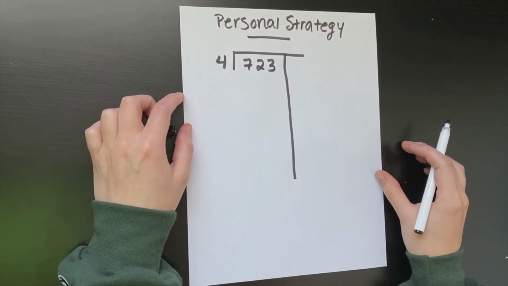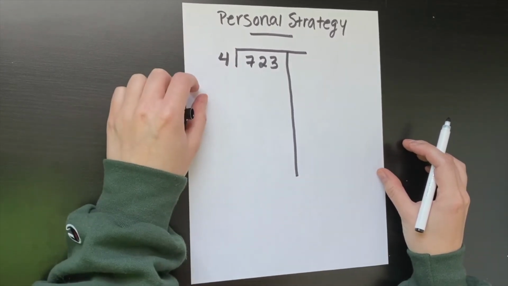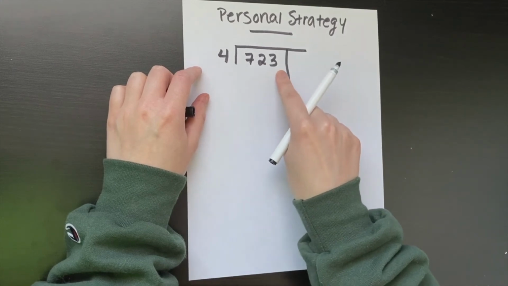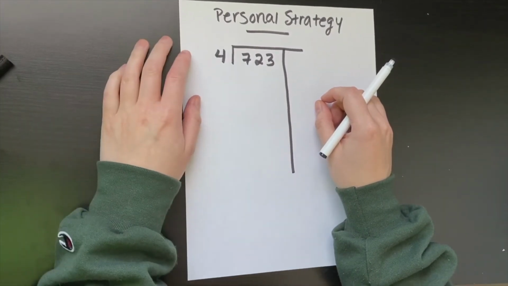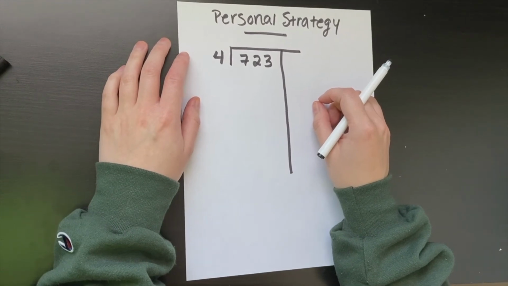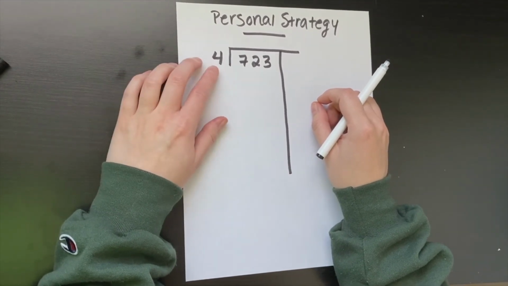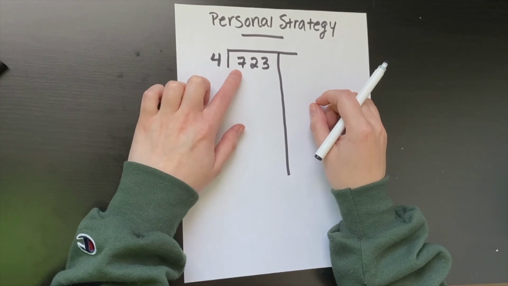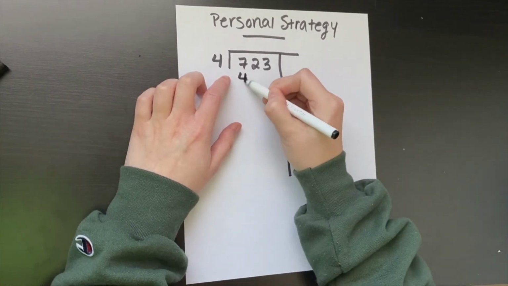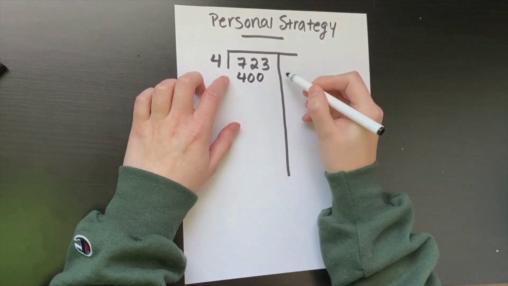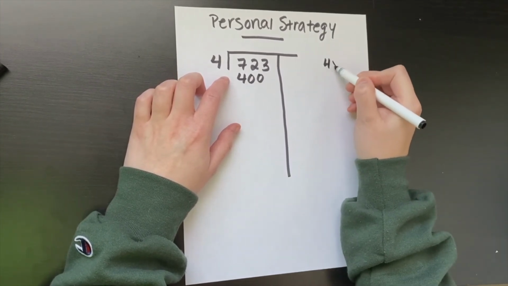Our last step is to share a personal strategy to solve this question, 723 divided by 4. This looks similar to the standard algorithm, but it is a little different in practice. So first we look for a number that is divisible by 4 that is as close as we can think of to 723. My first number is 400, so we write the 400 here and mark down that we used 100 times 4 to get that.